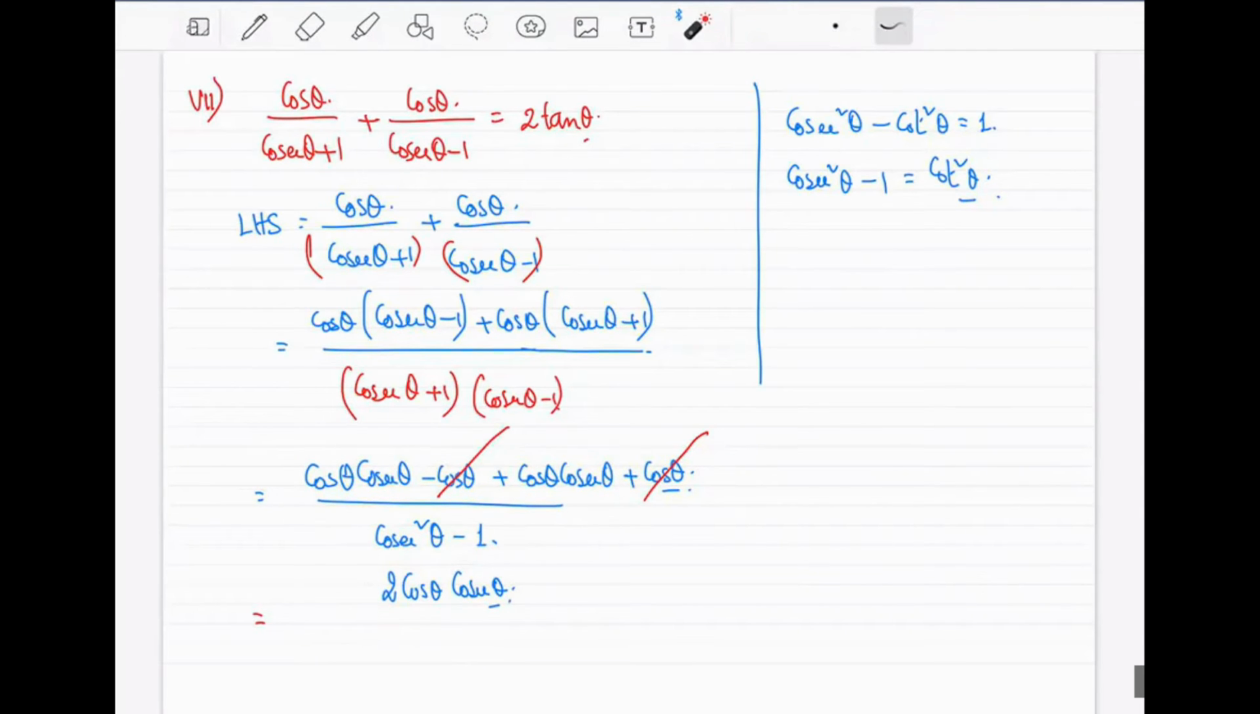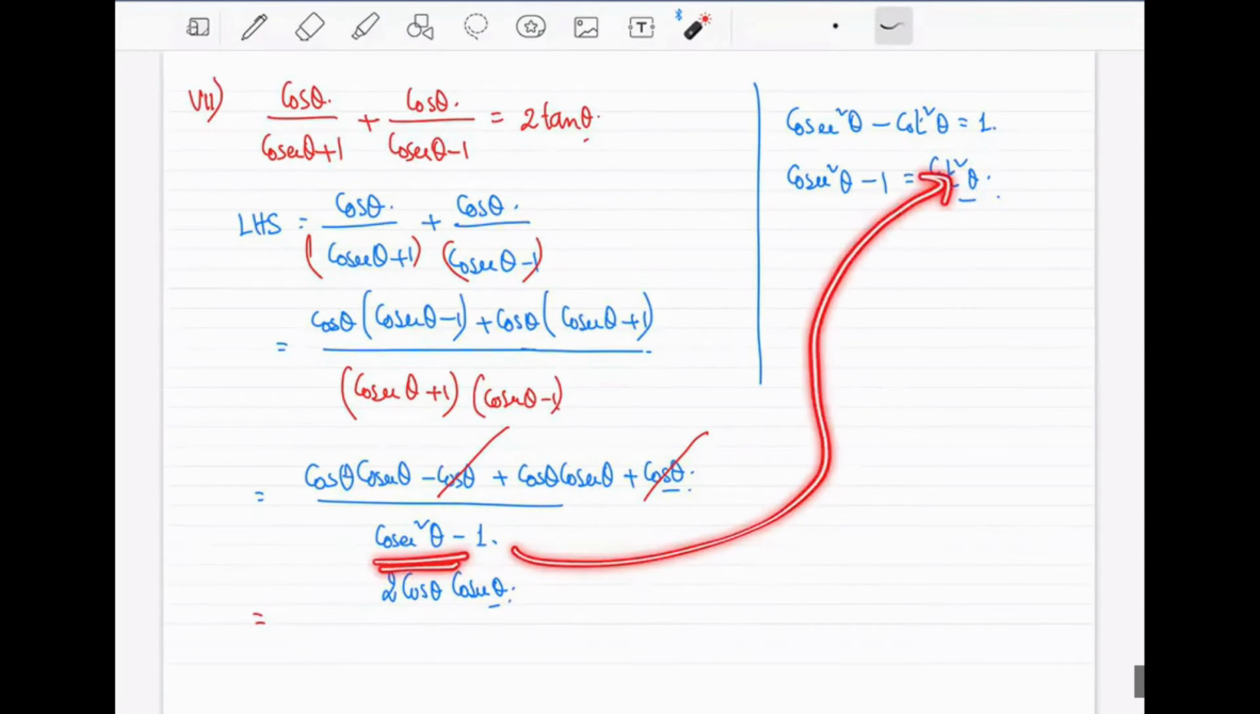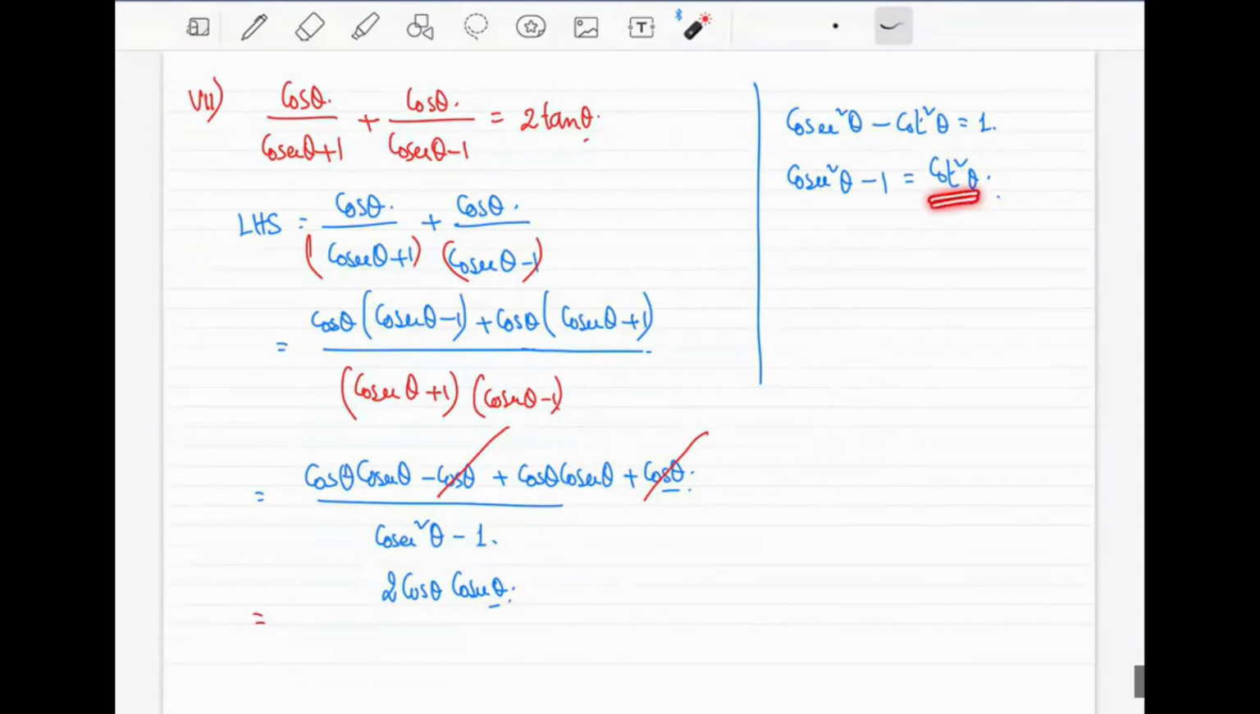What about the denominator? Denominator, look. Cosec square theta minus 1. The formula says it is cot square theta, right? So, cot square theta, we will replace the denominator.